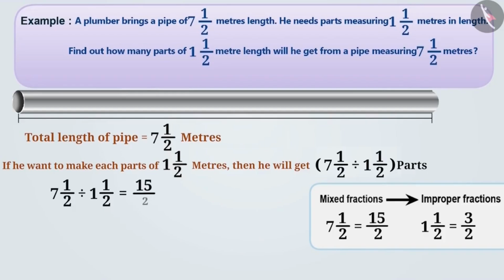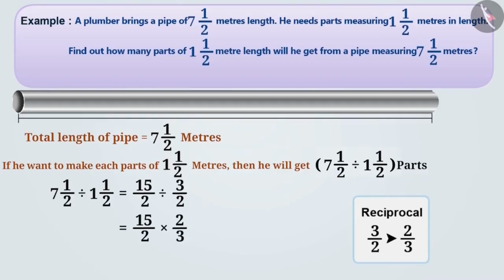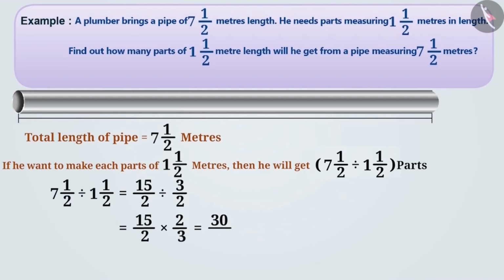To solve this, we will keep the first number exactly the same and multiply it by the reciprocal of the second number. Here, the reciprocal of 3 by 2 is 2 by 3. To solve this, we will first multiply the numerators and the resultant numerator will be 30. We will then multiply the denominators and the resultant denominator will be 6.